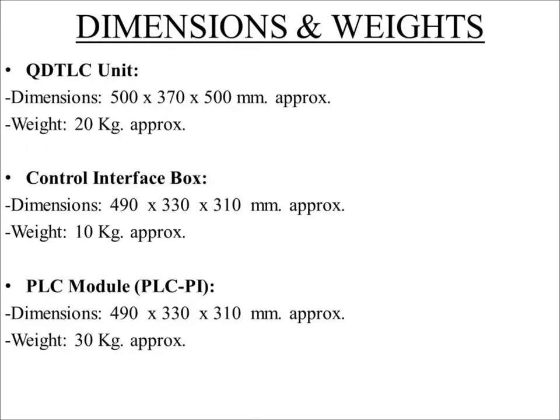Dimensions and weights. QDTLC unit. Dimensions 500 by 370 by 500 millimeters approximately. Weight 20 kilograms approximately. Control interface box. Dimensions 490 by 330 by 310 millimeters approximately. Weight 10 kilograms approximately. PLC module. Dimensions 490 by 330 by 310 millimeters approximately. Weight 30 kilograms approximately.